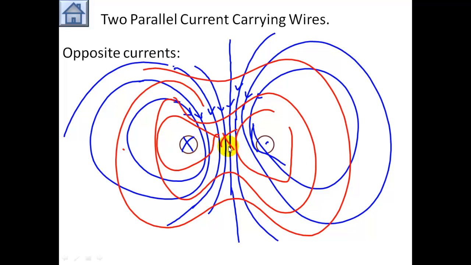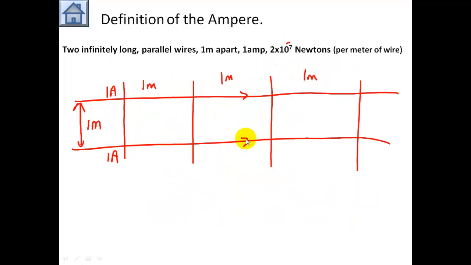There's a very compact magnetic field between them, and that will push them apart. So unlike currents repel. Now this leads us on to the definition of the ampere.